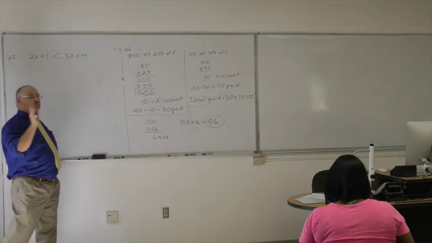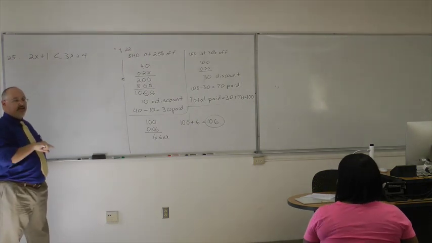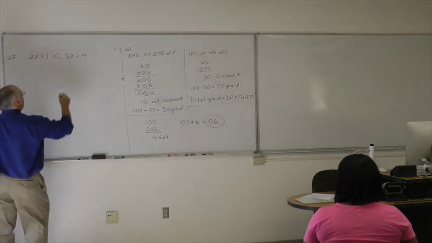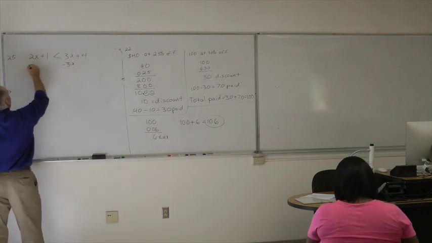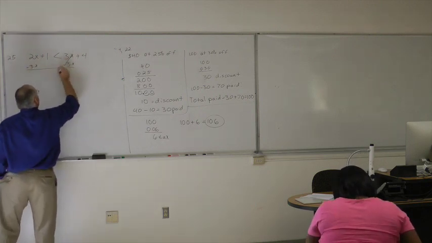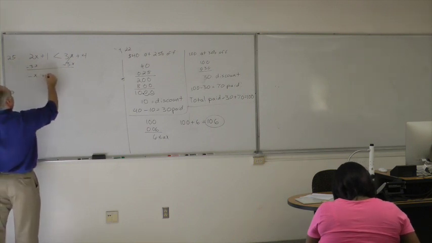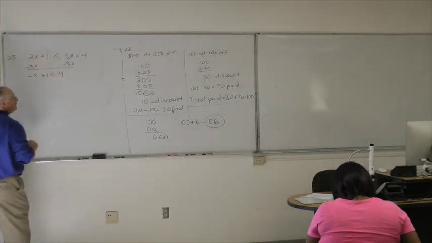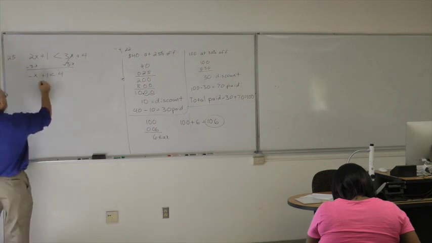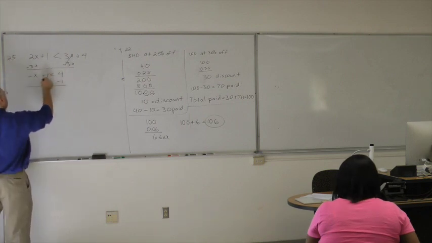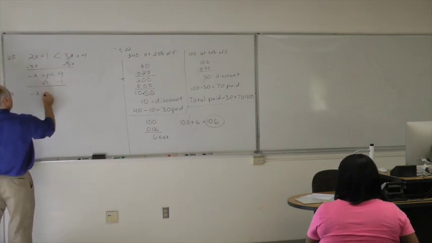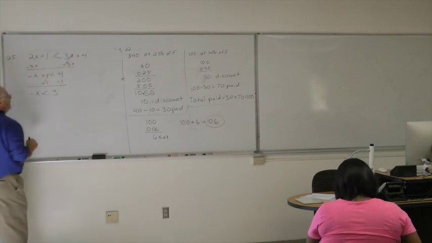So let's say you guys really like to put your variables on the left. Fine, let's do it that way. Subtract 3x from both sides. 2x minus 3x is negative x, plus 1 is less than 4. So we're going to subtract 1. We get negative x is less than 3.